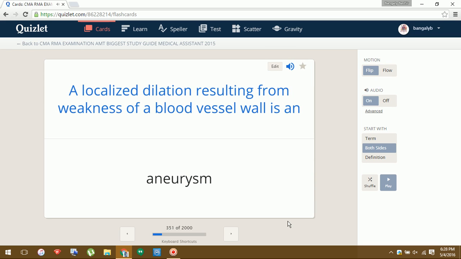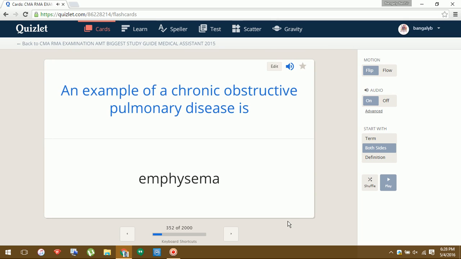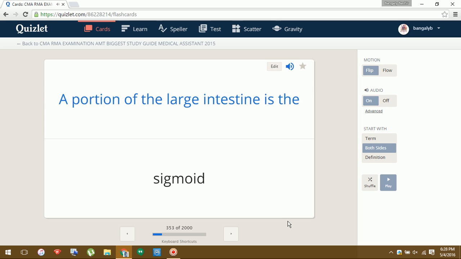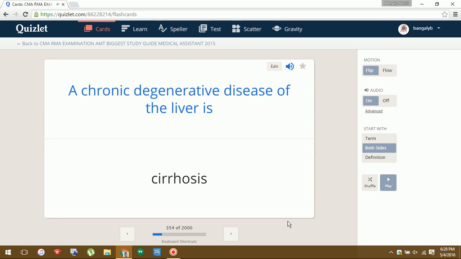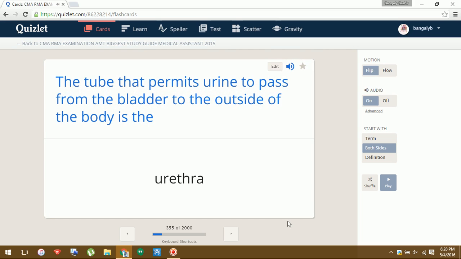A localized dilation resulting from weakness of a blood vessel wall is an aneurysm. An example of a chronic obstructive pulmonary disease is emphysema. A portion of the large intestine is the sigmoid. A chronic degenerative disease of the liver is cirrhosis. The tube that permits urine to pass from the bladder to the outside of the body is the urethra.